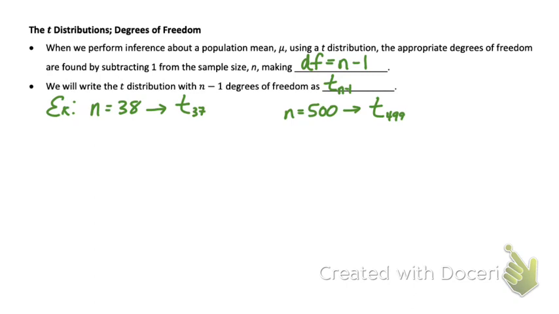When I have 38 people in a population, 37 have a little bit of wiggle room or variability. The last one has no freedom. So there's 37 people that have freedom. The 38th person's just stuck. That's basically how I think of degrees of freedom, okay? All right, cool.